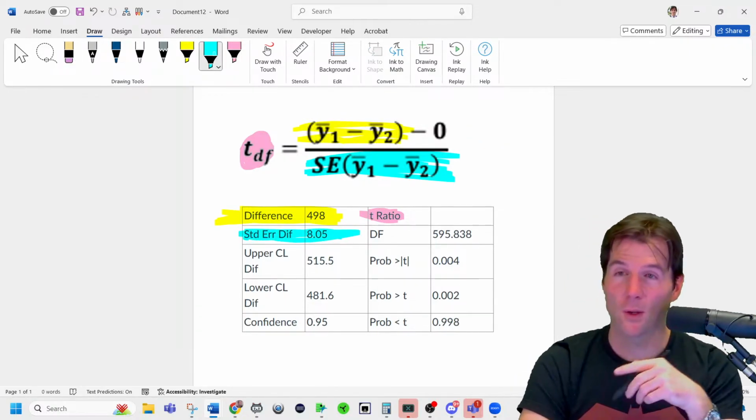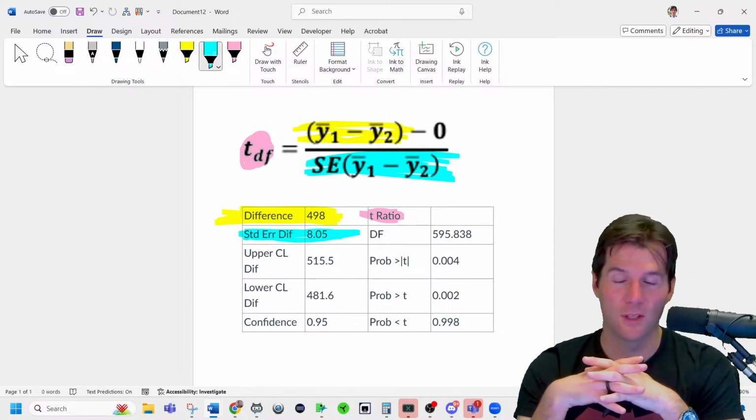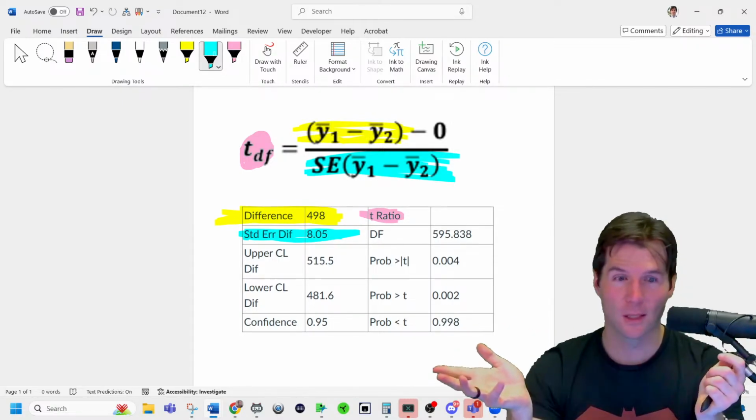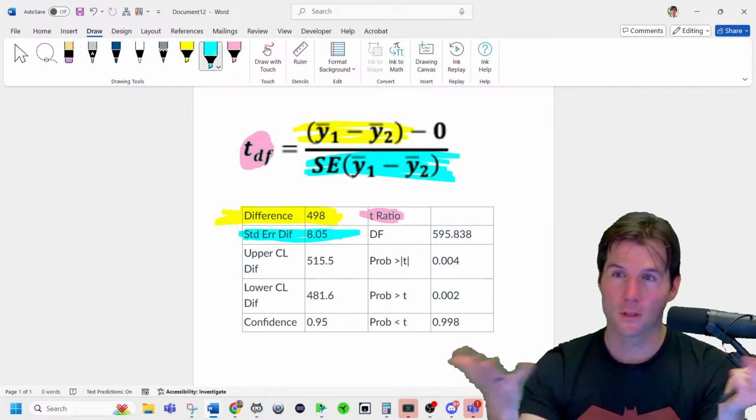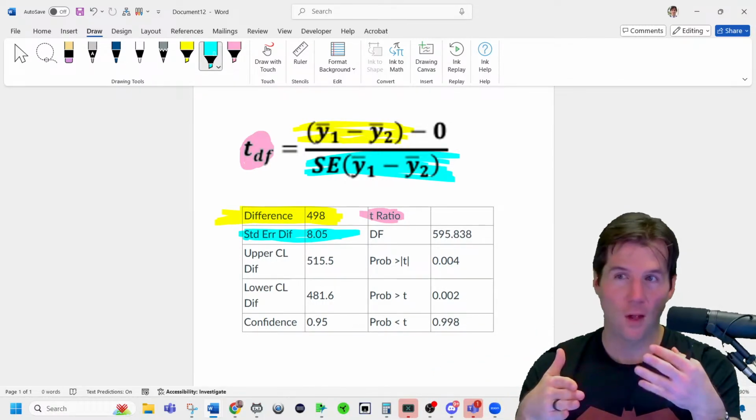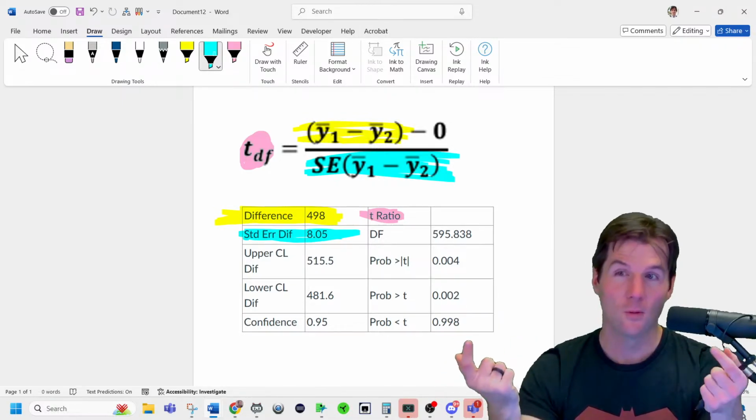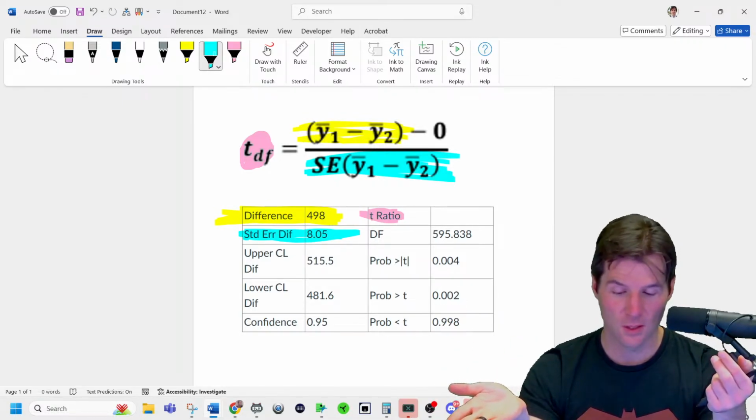So how do I mathematically solve this to get the T ratio? Just tell me the math in the chat. So we've got it highlighted and we have found the numbers in the output. We found what the difference between the two means is, 498. We found what the standard error is. The standard error is 8.05.